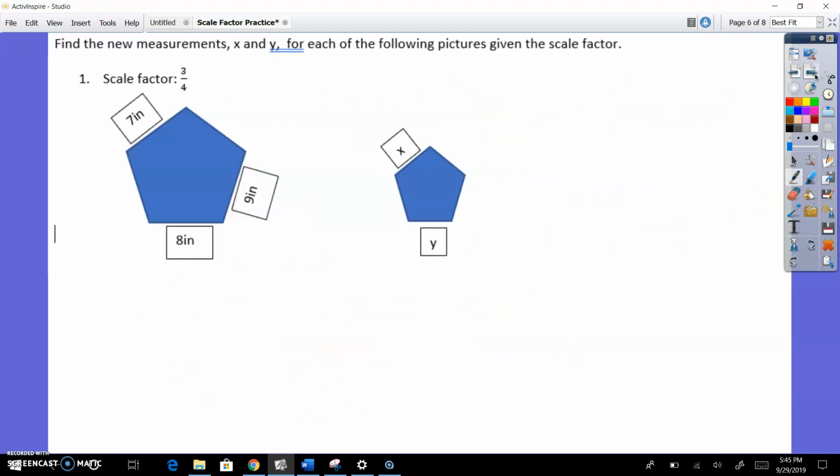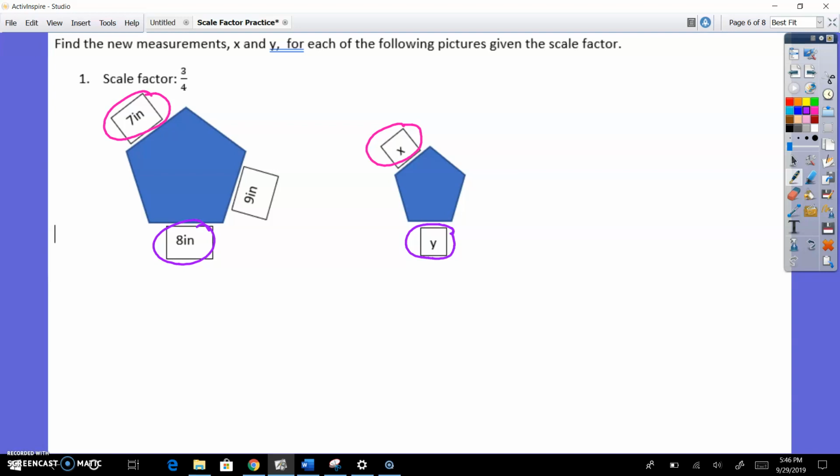The last thing you have, this worksheet. If you don't already have it, go ahead and get that passed out. We are finding new measurements for the x and the y for each of the following pictures given the scale factor. Okay, so the first thing we want to do is see which sides are corresponding. So 7 is corresponding to x, and the 8 is corresponding to the y. So the 9 is just given to us just to make sure that we know how to solve.